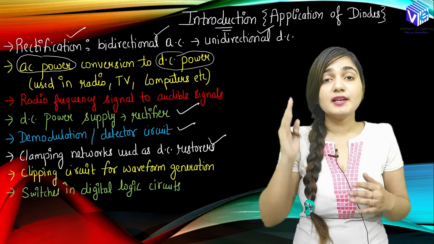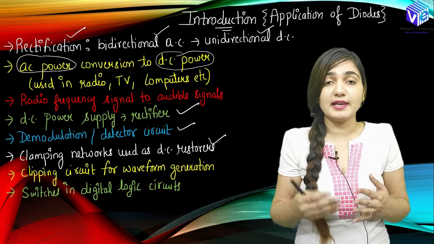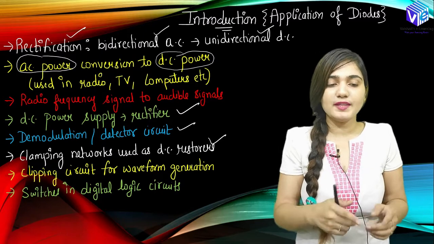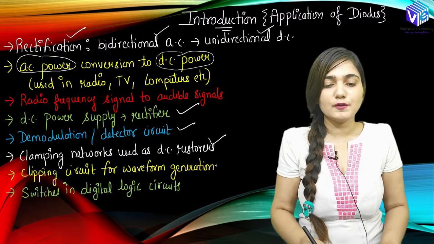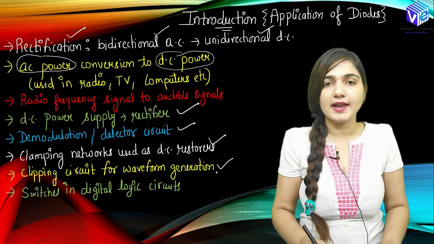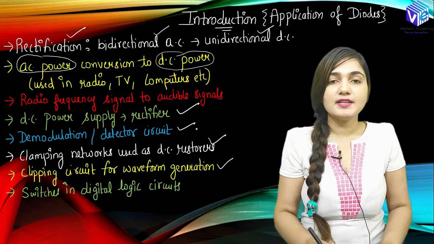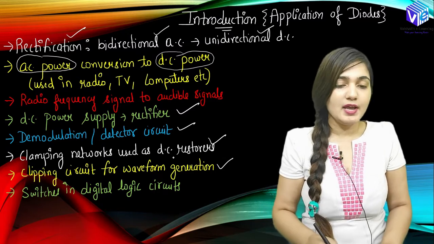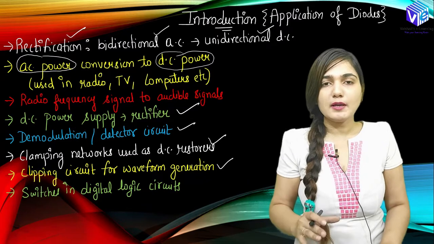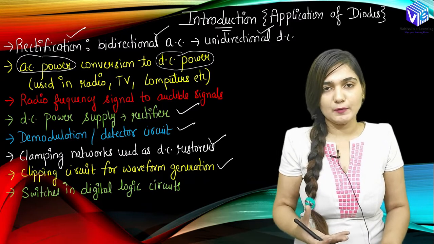So it is used as a clipping of the signals as well. So we can clip the signal with the help of the clipping circuit, and we are also going to see about its detailed application. So these are all the things that we have in the next chapter. In this chapter, we are going to deal with the semiconductor basics only, right?